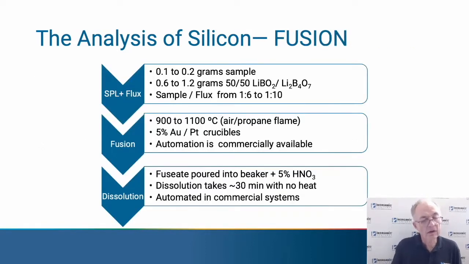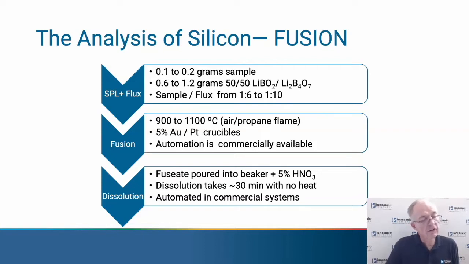Now, shown here is just a general method. It was a method that I was using many years ago. It involved the use of fusion using an automated Claisse fluxer, and again, this goes back into the 70s. In this particular method, it used a lithium metatetraborate flux mixture, and there was some lithium carbonate in there. You could add your flux to a ratio of typically 10 to 1 flux to sample, and air propane flames were used.